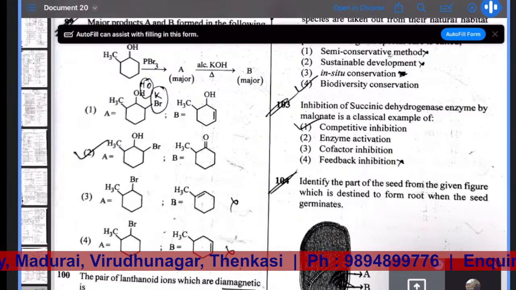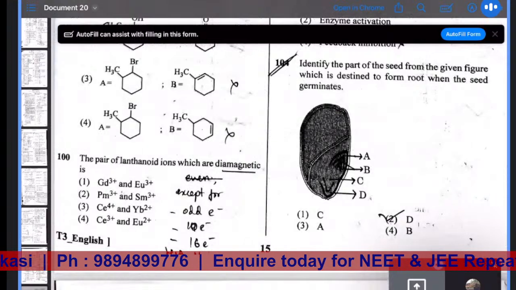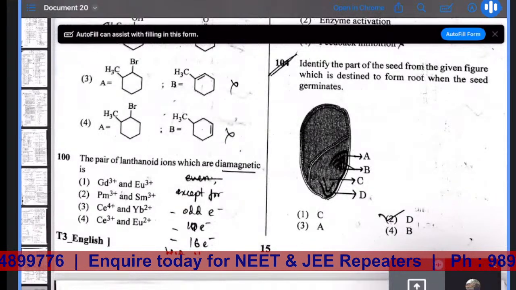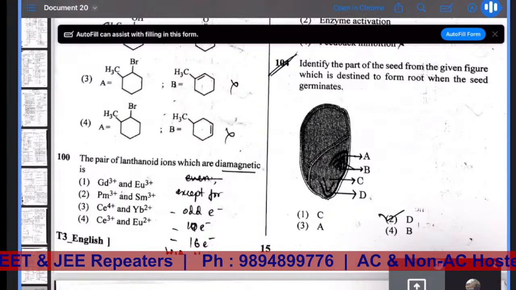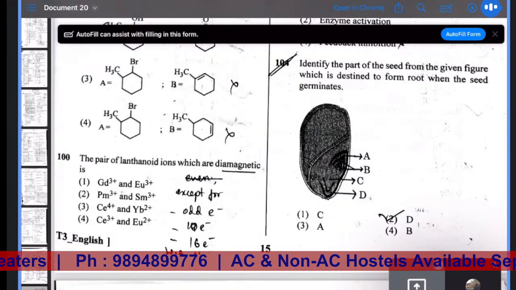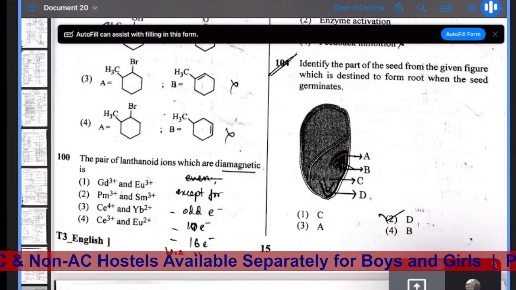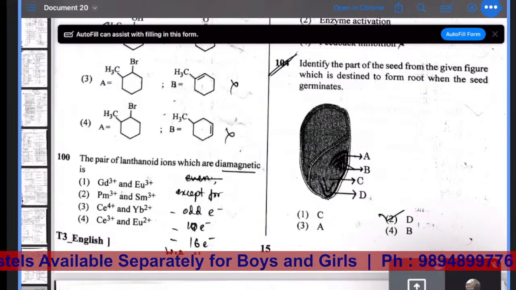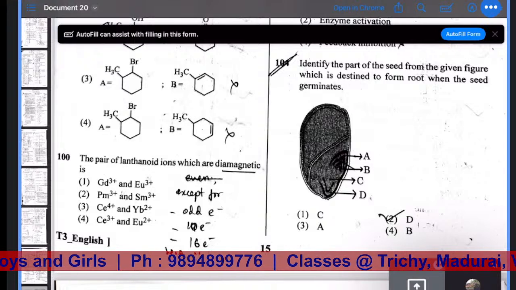Okay. Then question number 104, identify the part of the seed from the given figure which is destined to form root when the seed germinates. So when the seed germinates, the root is going to come from the radicle part of the embryo. And here that radicle is denoted as letter D, and so we are going for option 2, D.